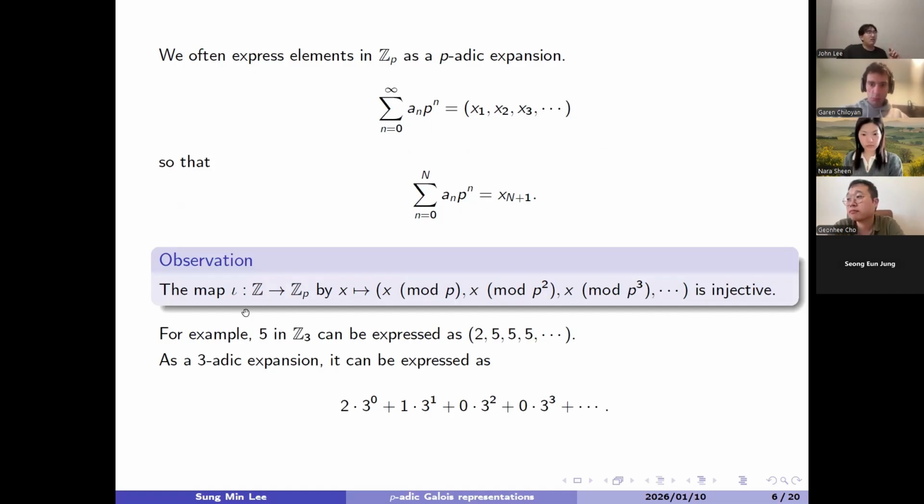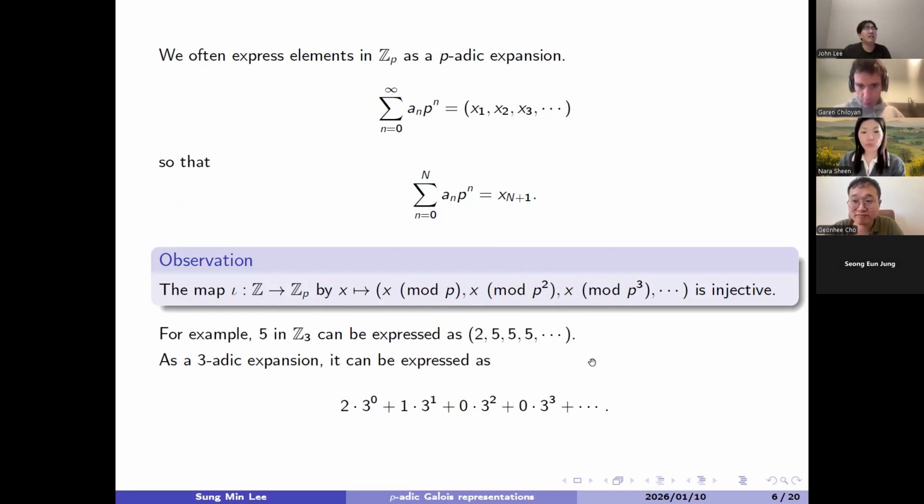And here's one quick observation. Z is contained in Zp. This map is injective. How? Just pick your favorite integer and make it an infinite tuple: x mod p, x mod p squared, x mod p cubed, and keep going. So for example, 5 in Z3: 5 mod 3 is 2, 5 mod 9 is 5, 5 mod 27 is 5. After that, my p power is always greater than 5, so it's just going to be an infinite length of 5s. So 2, 5, 5, 5, 5, 5, and keep going.